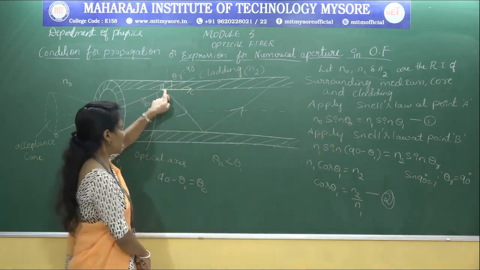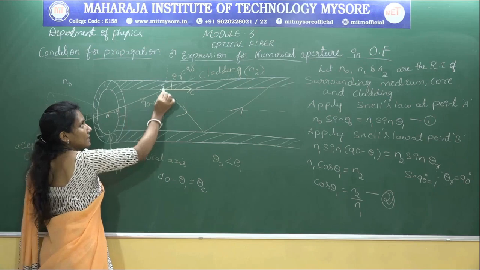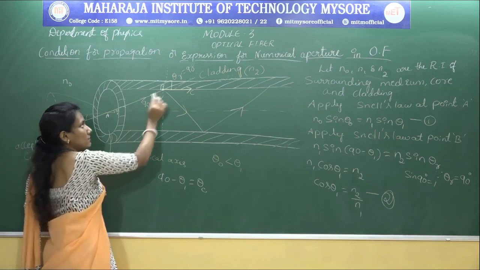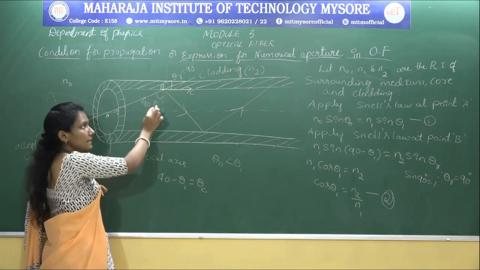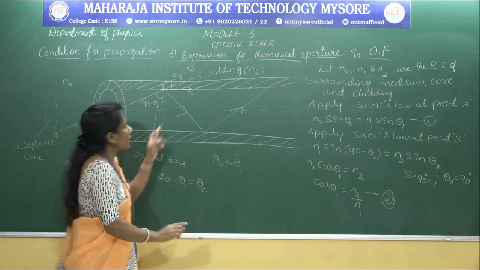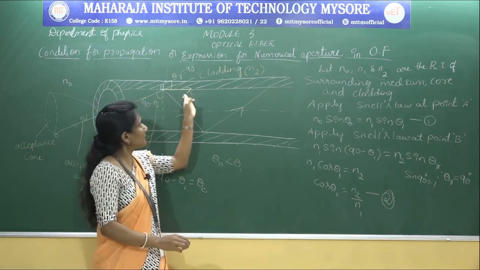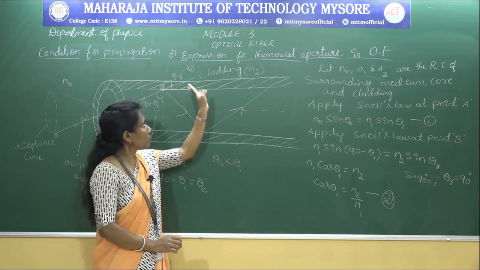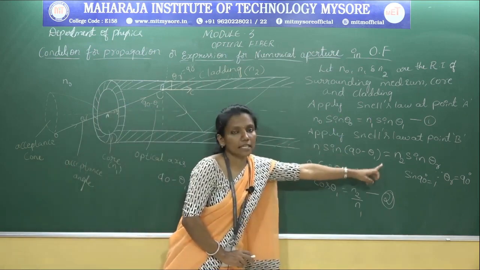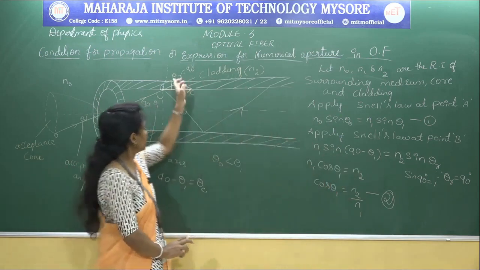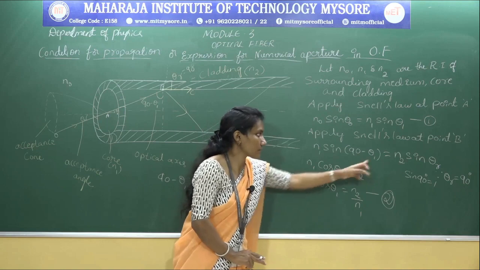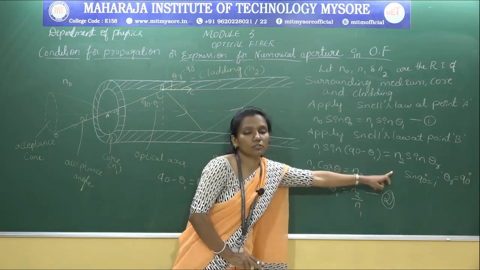Similarly at point B, the ray of light is in the core only, so refractive index n1. And what is the angle it is making? 90 minus theta 1, so n1 sine of 90 minus theta 1 is equal to, for the ray of light entering the interface of core and cladding, n2 and making an angle theta r. What is the refraction angle here? 90 degrees. So we get n2 sin 90, and sin 90 is equal to 1.